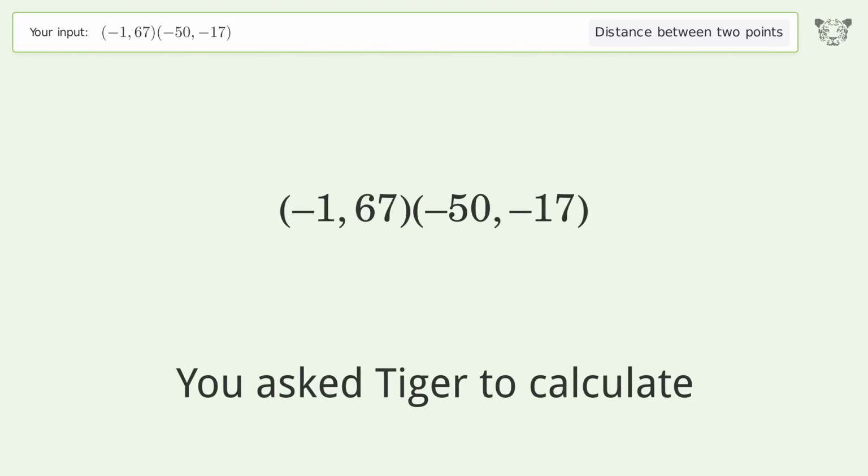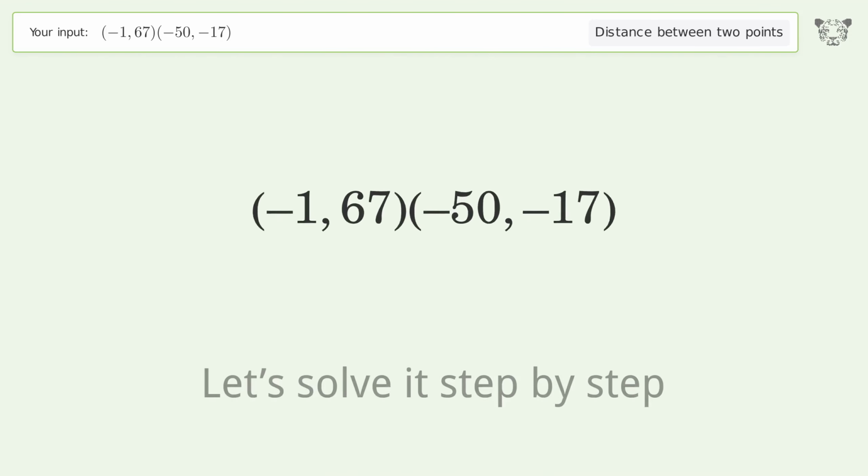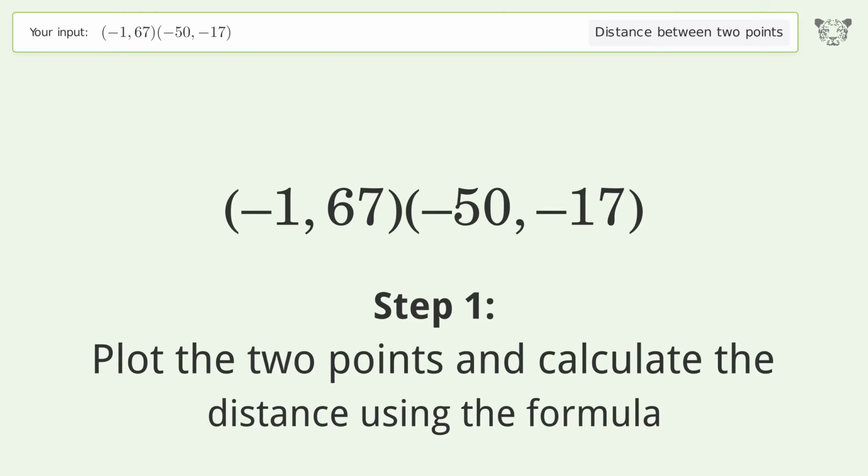You ask Tiger to calculate. This deals with the distance between 2 points. The distance between the 2 points is the square root of 9,457, or 97.247. Let's solve it step by step. Plot the 2 points and calculate the distance using the formula.